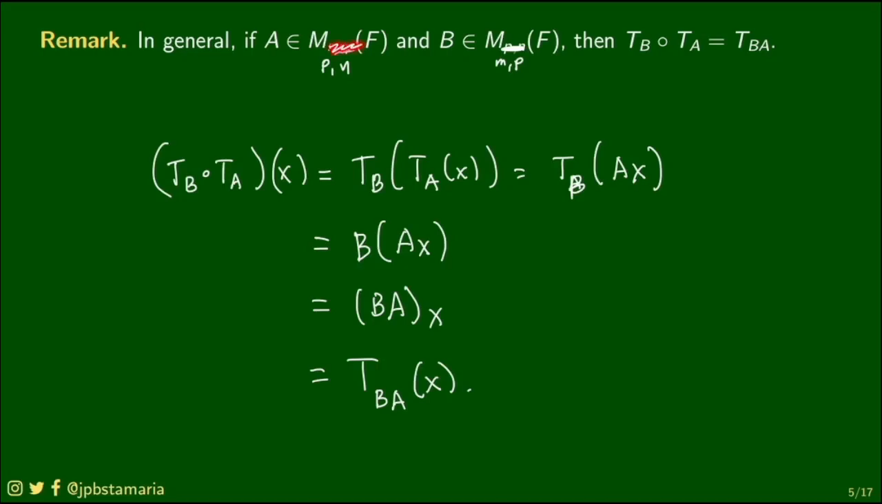Now, we need to adjust these size requirements because we're multiplying B times A. I was thinking of multiplying A and B, that's why the sizes are M by P and P by N, so I can multiply A times B. But actually, what we wanted to multiply is B times A, so the number of columns of B must coincide with the number of rows of A.